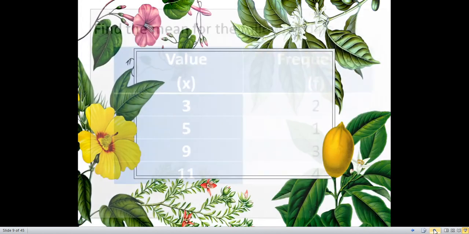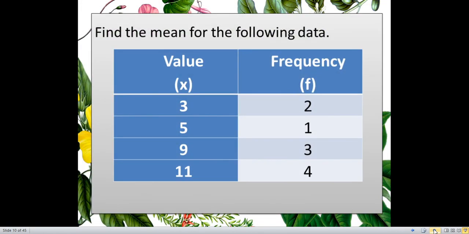Another one. How about if I have a group or maybe a distribution table? So you have value and frequency. So you have 3, 5, 9, 11. Then their frequencies are 2, 1, 3, and 4. If I add these frequencies, I will come up with 10. So therefore, my n will be 10.